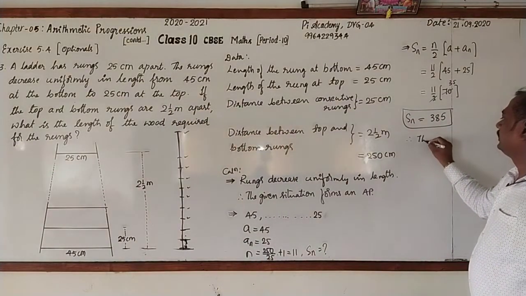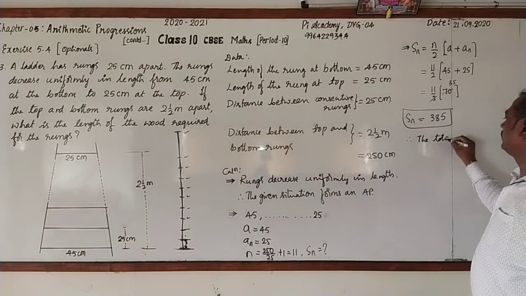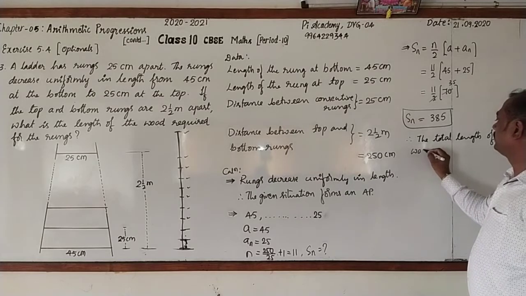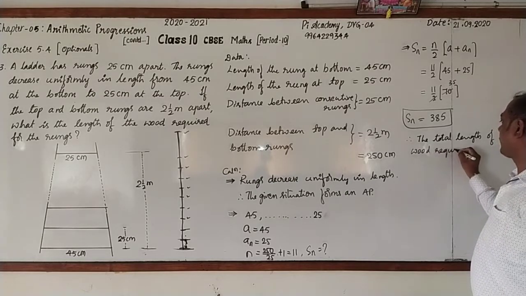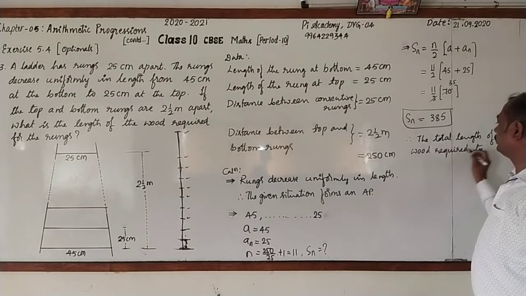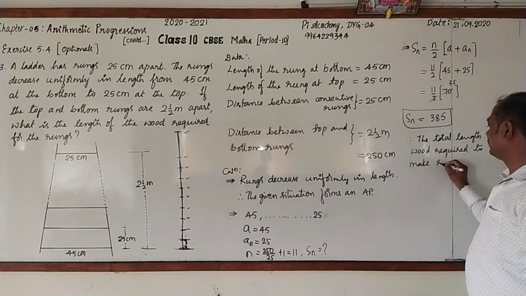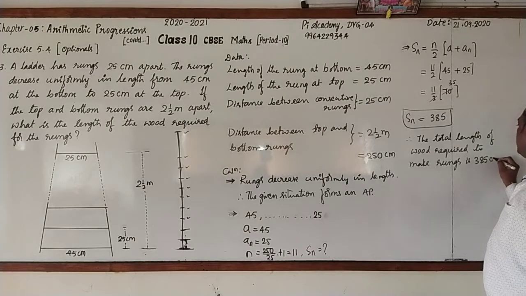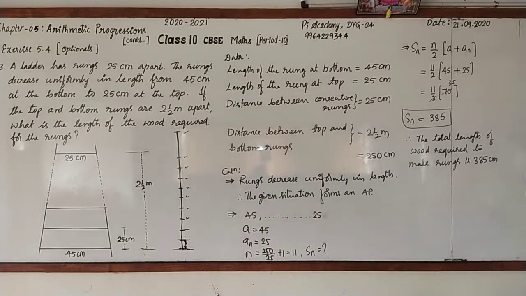So here I write. Therefore, the total length of wood required to make rungs is 385 centimeter. If you want to express that in meter, you can.